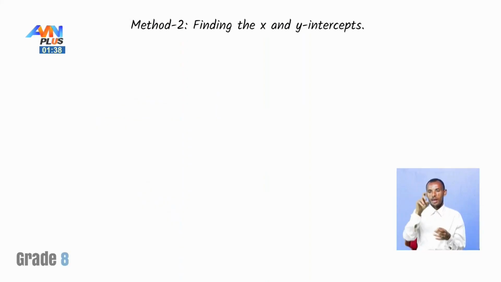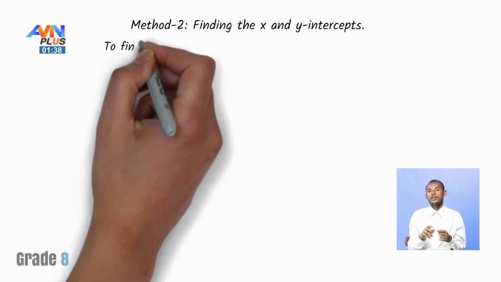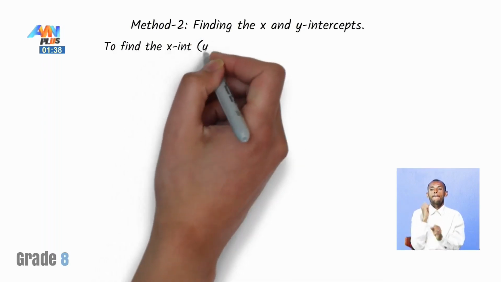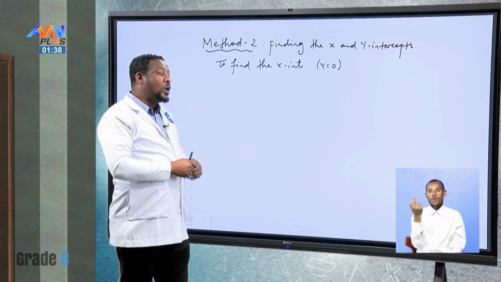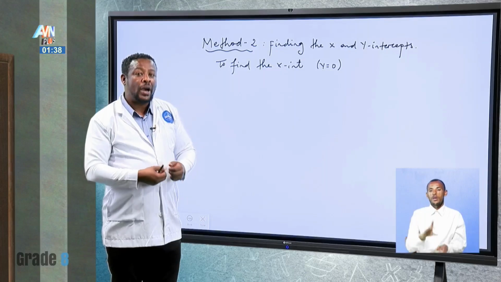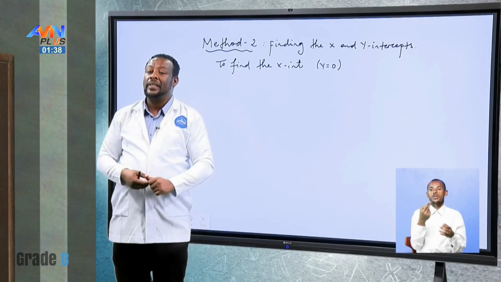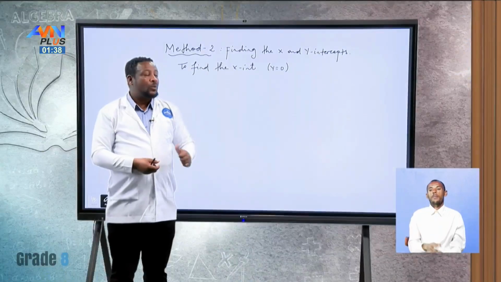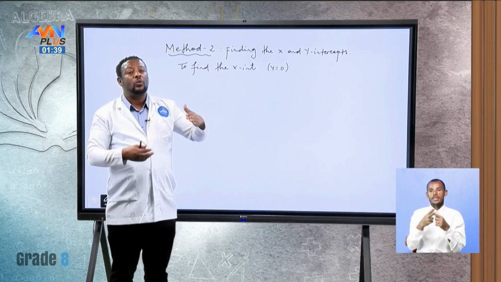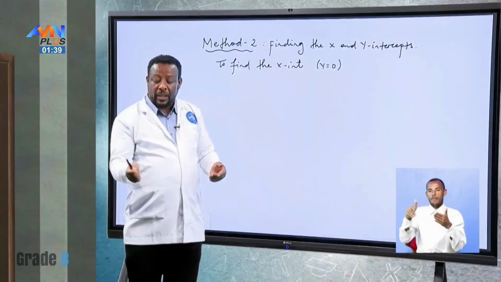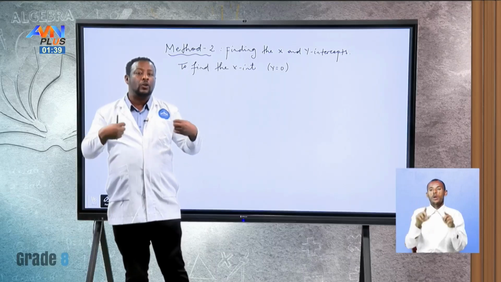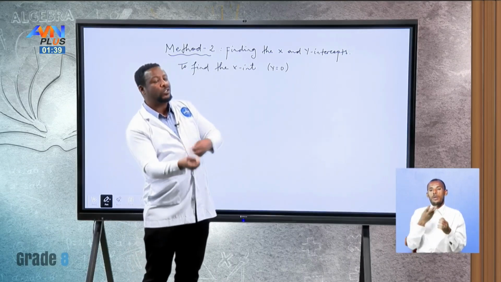Okay, to find the x-intercept, we usually make y is equal to 0. Okay, always whenever you are calculating the x-intercept, you need to substitute y is equal to 0. Do you know why we are using y is equal to 0 to find the x-intercept? Well, we use y is equal to 0 to find the x-intercept because the x-intercept means a point where the graph crosses the x-axis. So at every point on the x-axis, the value of y is 0. So always, whenever we calculate the x-intercept, we substitute y is equal to 0.